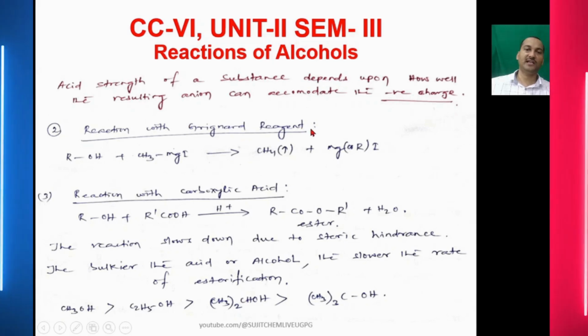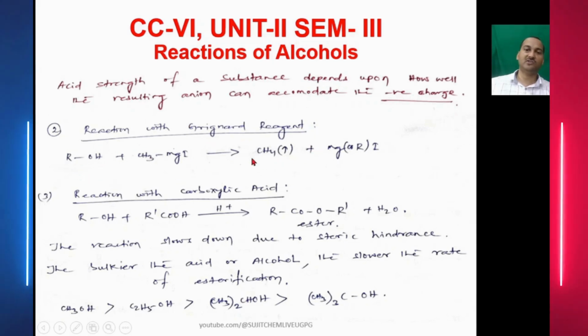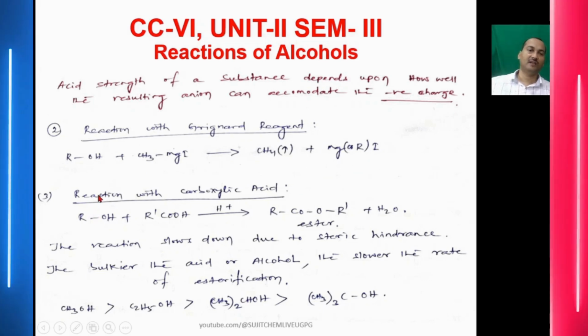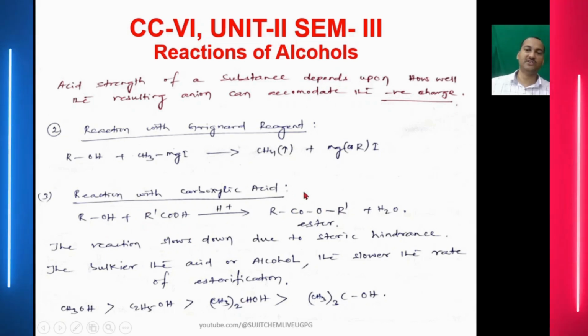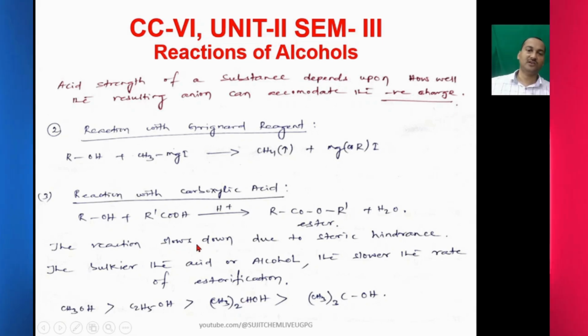Next is reaction with the Grignard reagent. So alcohol can react with Grignard reagent, giving rise to alkane. Then reaction with carboxylic acid. So alcohol can react with carboxylic acid, giving rise to ester. So the reaction slows down due to steric hindrance.